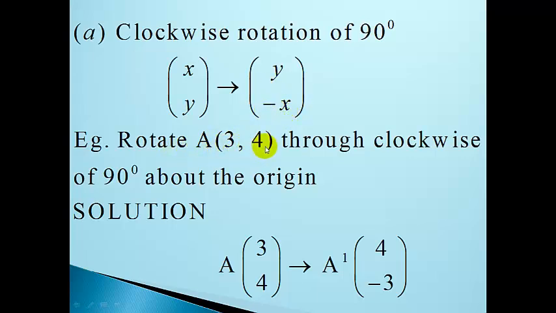Now rotate A(3, 4) through clockwise 90 degrees about the origin. From the rule, (x, y) maps to (y, minus x). That is, y goes up and x comes down, but the x coordinate is negated. So given A(3, 4), the image A prime will be 4 goes up and 3 comes down, and the coordinate 3 is negated. So A(3, 4) maps to A prime (4, minus 3).